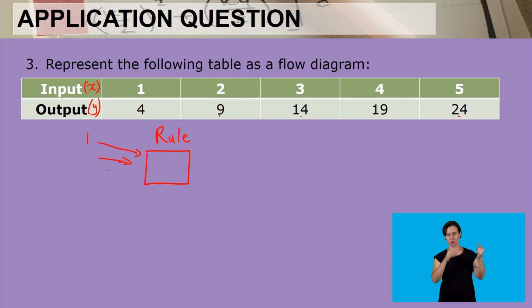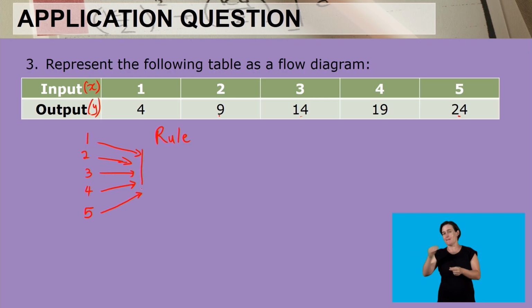So let us provide space for all of these input values. So we have 1, 2, 3, 4, 5. And if you notice there, our input values are consecutive numbers.